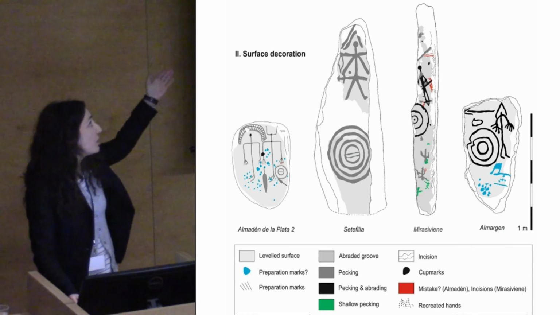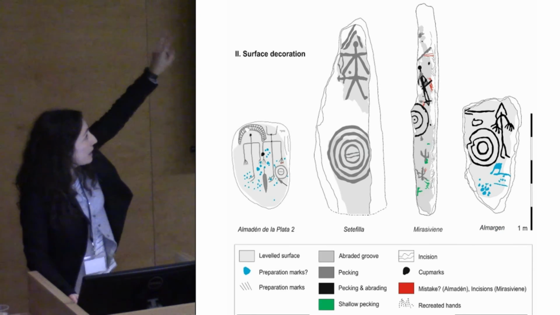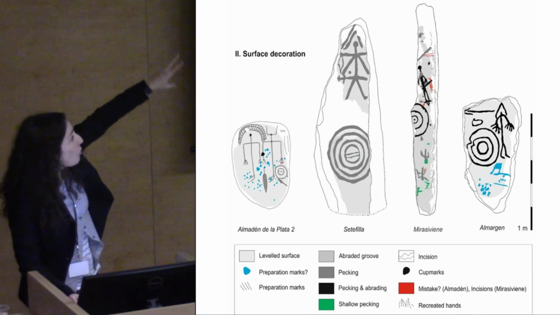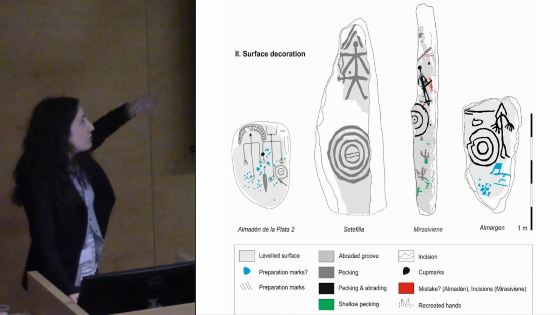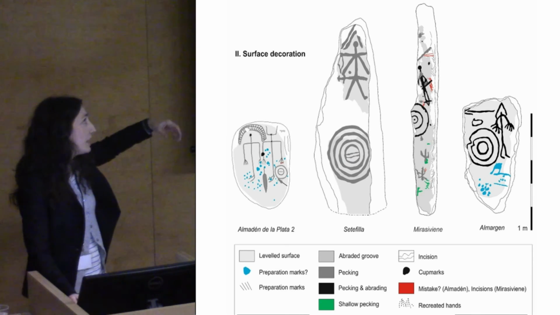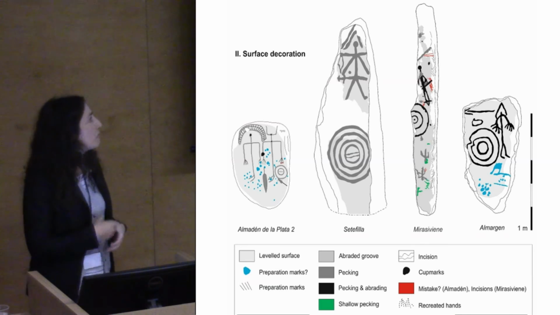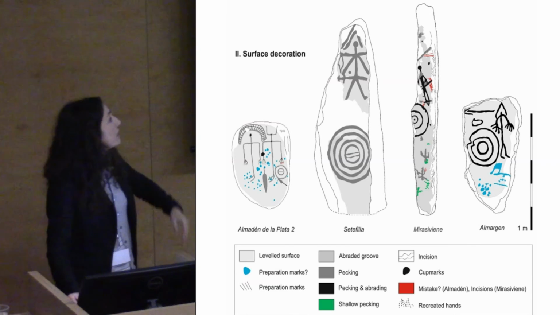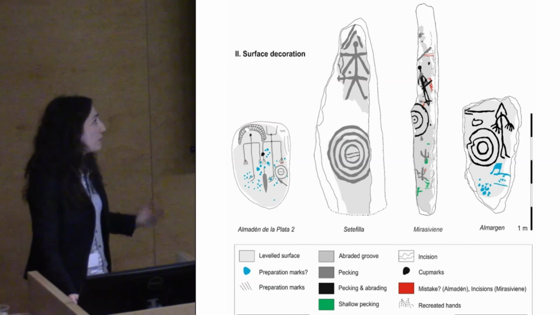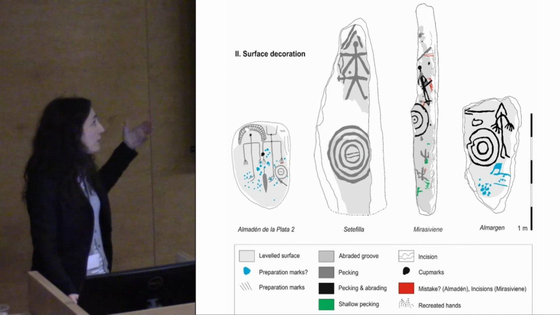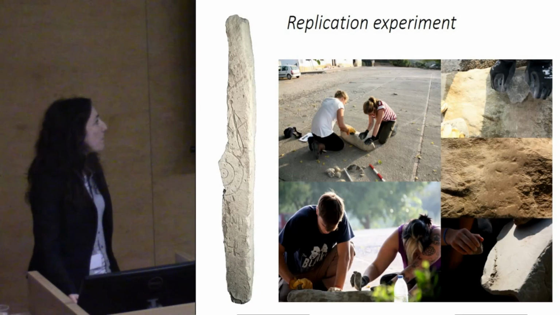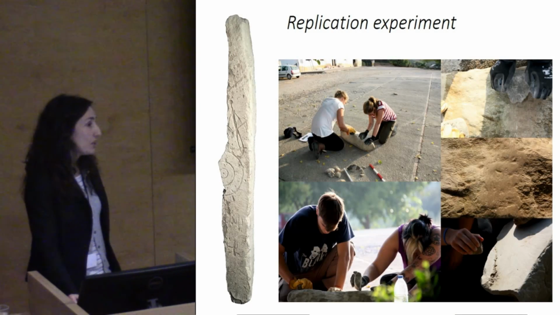And here there are some cases. For example, of the 2 central stelae, in one of them the images were produced just with pecking. In the other case, it was made with pecking and also braiding. So the process of elaboration was different in every case. And here we have the replication experiment.